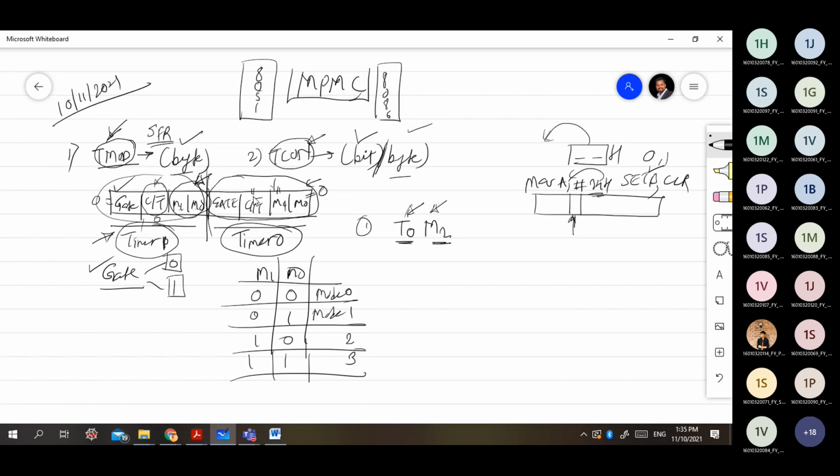Okay, C/T bar. It has been said that you have to use the timer, so this particular bit should be 0. And the gate, if nothing is mentioned, you have to just put it 0. If nothing is mentioned regarding the bit, then by default you have to place a 0 there. So 0, 0, 1, 0.